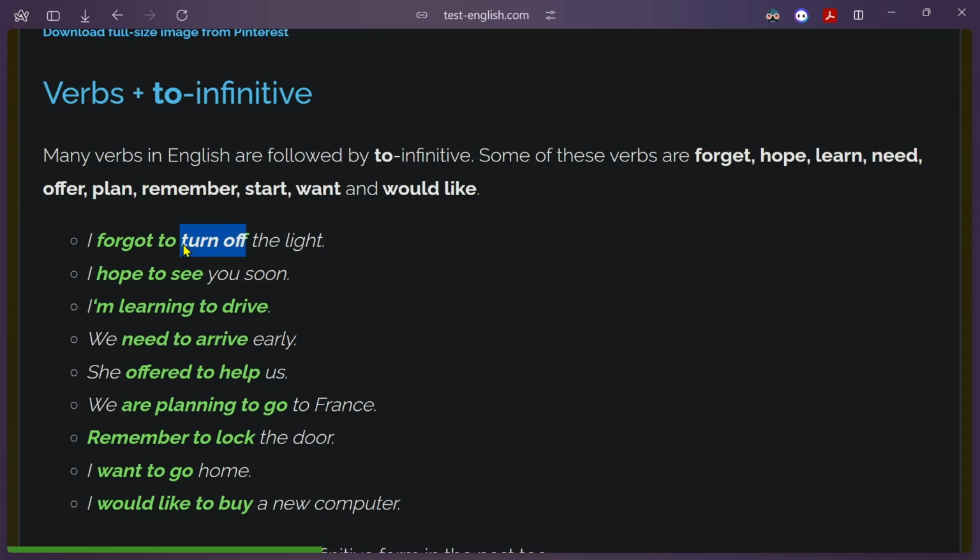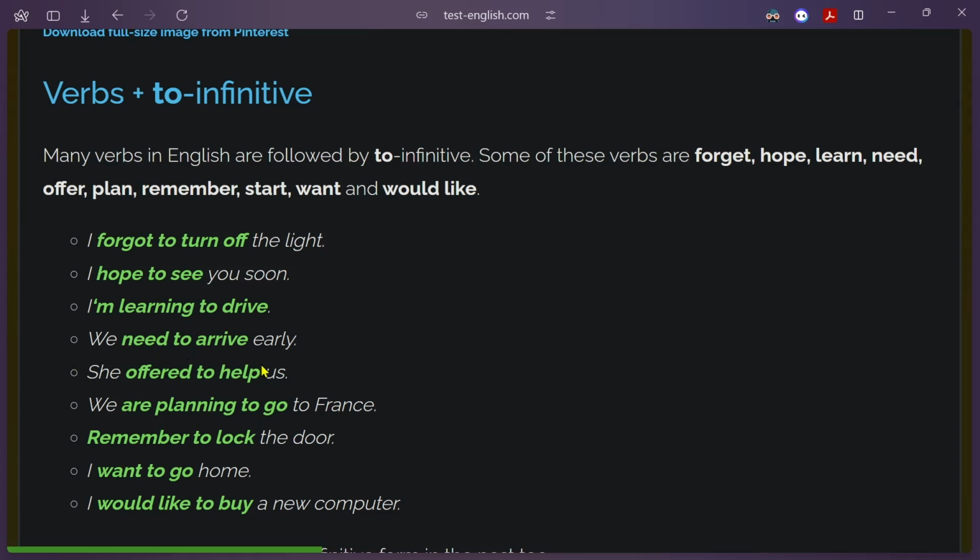Okay? So, I forgot to turn off the light. Turn off is a phrasal verb, right? So you see also phrasal verbs. I forgot to turn off the light. I hope to see you soon. I'm learning, you see, present continuous, to drive. You see the verb to learn, usually followed by infinitive with a preposition. I'm learning to drive. For example, my brother now is learning to drive.